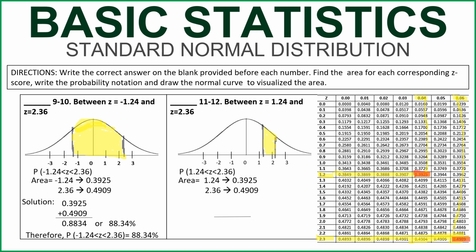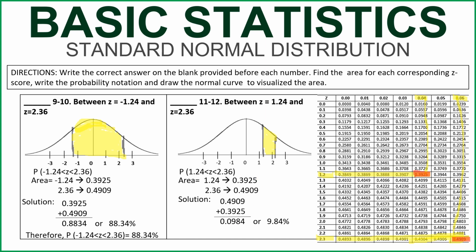And the areas are 0.3925 and 0.4909. Of course, for the probability notation, just determine which is smaller, 1.24 or 2.36. It's 1.24. That's why you will write it here. And 2.36, you will write it here. So the question is, does it touch the mean? Of course not. Therefore, you will add or subtract? The answer is subtract. Subtract the smaller from the larger, which is 0.4909.